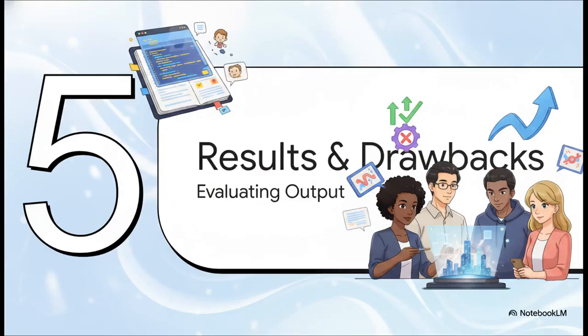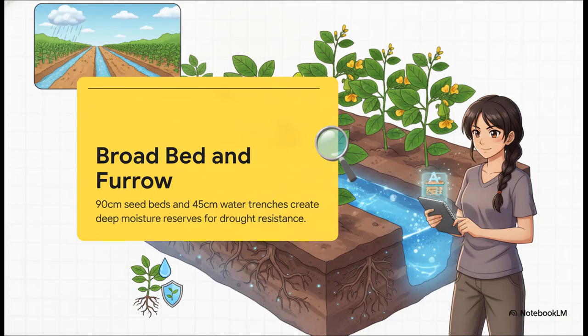Finally, Section 5, results, drawbacks, and next steps. Let's look at the actual output from our specific prompt about drought resistance. And this brilliantly illustrates just how smart this tool is. It didn't just give us generic fluff. It pulled highly technical agricultural data. It literally explained the broad bed and furrow method, detailing the 90-centimeter wide beds for seeds and the 45-centimeter trenches to trap rainwater. It showed exactly how this creates a deep moisture reserve to protect crops, like pigeon peas, from El Niño droughts without drowning the top roots. The level of specific detail it kept is just fantastic.